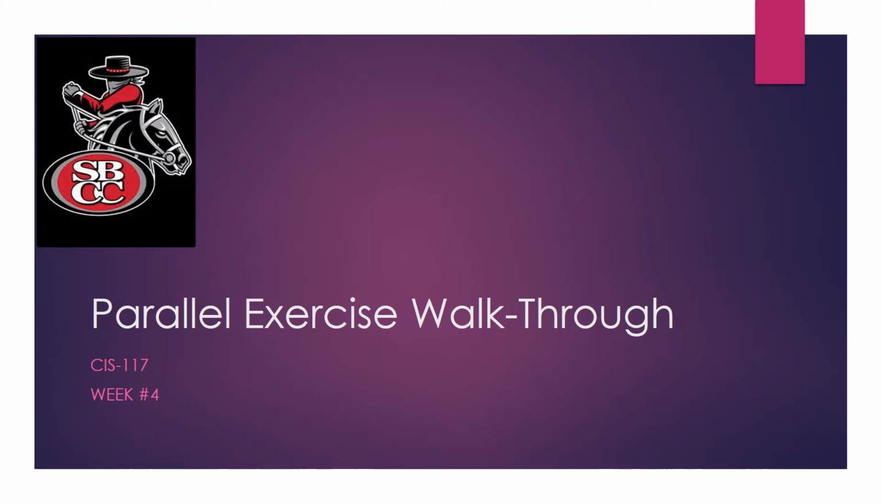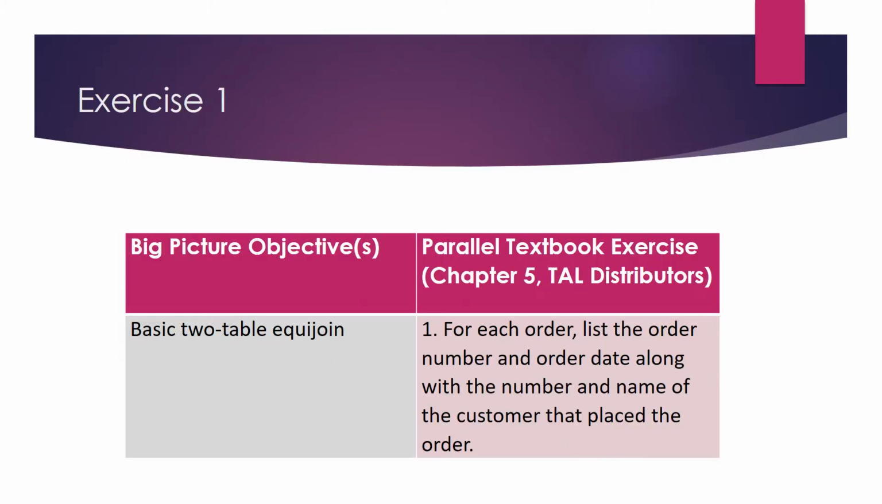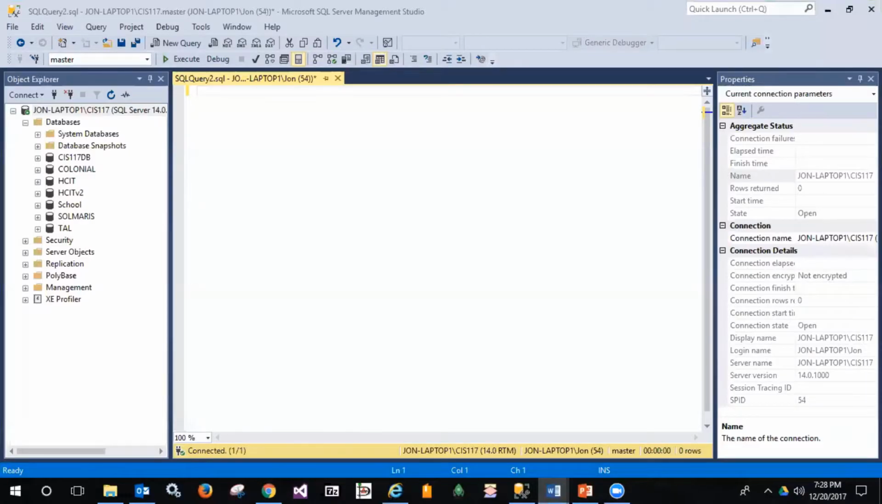Welcome to this Week 4 lecture, a parallel exercise walkthrough. Our first exercise focuses on a basic two-table equi-join. In this exercise, our objective is to complete a simple two-table join.